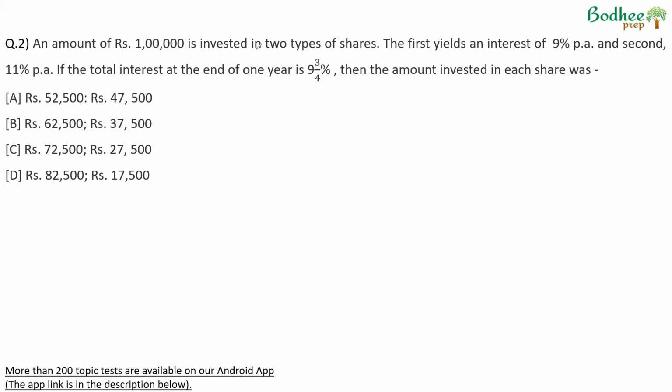An amount of 1 lakh is invested into 2 types of shares. So 1 lakh is divided into 2 types of shares. The first yields 9% per annum and the second yields 11% per annum. If the total interest at the end of the year is 9 3/4%. Now, if there are two investments at 2 different rates and the overall rate is 9 3/4, we can simply use alligation. So basically, we're combining 9 and 11 to get an overall rate of 9 3/4. 9 3/4 in fraction is 39/4. Overall rate is 39/4, and this we get from 9 and 11.